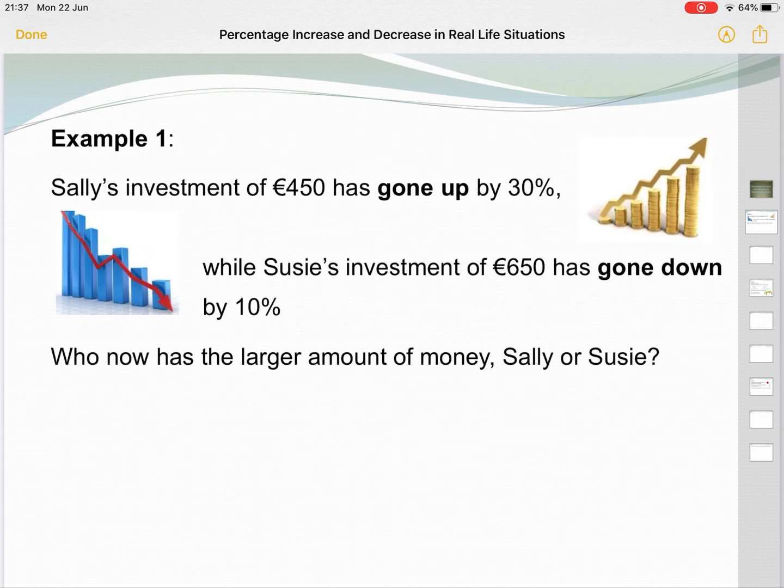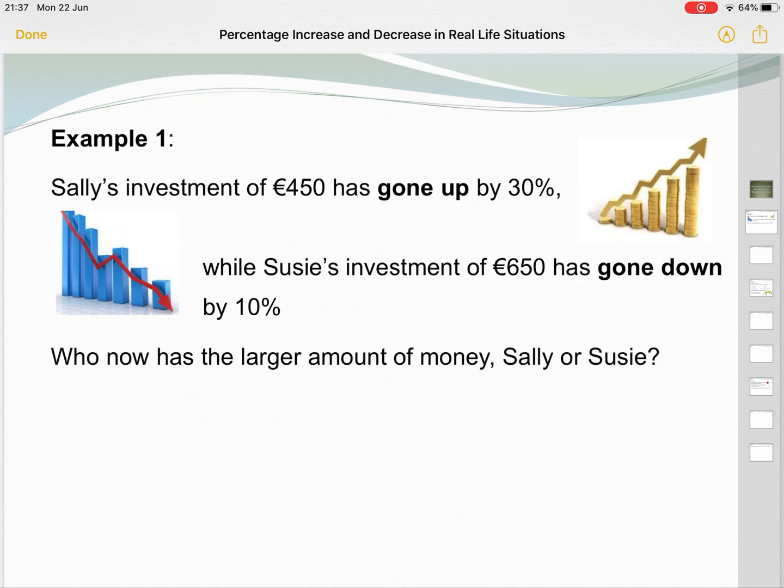Sally's investment of €450 has gone up by 30%, while Susie's investment of €650 has gone down by 10%. Who now has the larger amount of money, Sally or Susie?